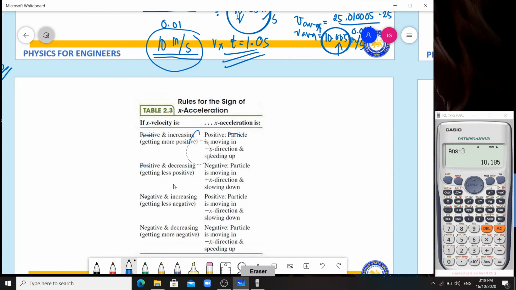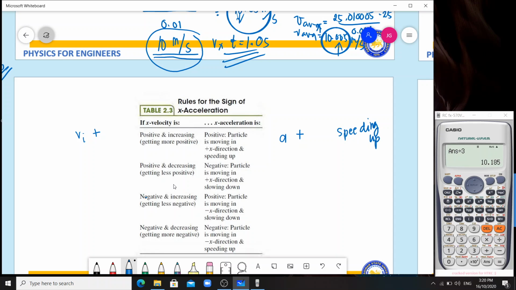Sorry, burahin muna natin. Sabi niya, kapag ang x velocity is positive and increasing, the x acceleration is positive. Okay? At saka, kapag ang initial velocity mo ay positive at ang acceleration mo ay positive, that is speeding up.